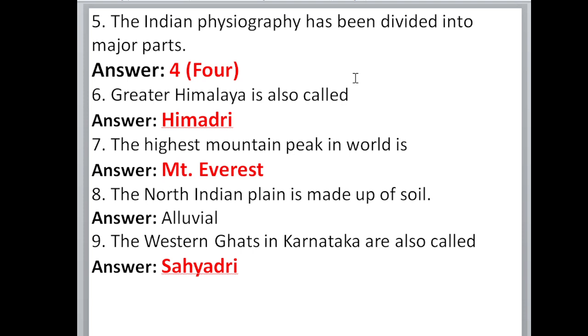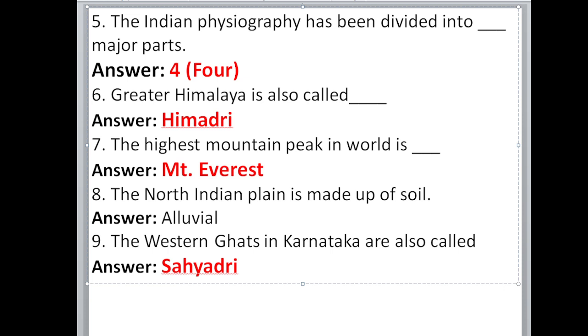Fifth, fill in the blanks. The Indian physiography has been divided into dash major parts. The answer is 4. So the next is the greater Himalaya is also called dash. The answer is Himadri. Then move to the next one.